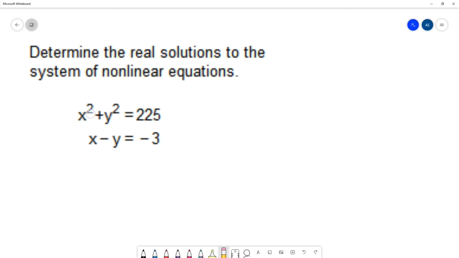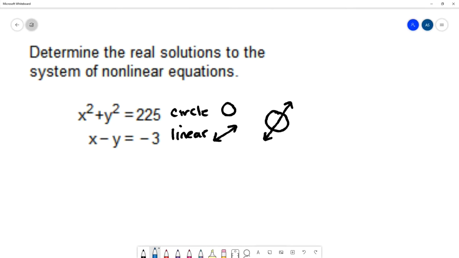That first equation is x squared plus y squared equals 225. This is the equation of a circle. The second equation is a linear equation, x minus y equals -3. And the linear equation will have a graph of a straight line. So if we draw a circle and a straight line right on top of each other, you can have two intersection points, which would mean two solutions to the system.